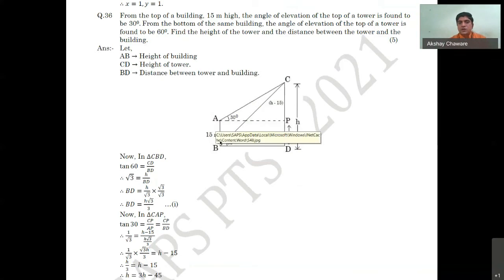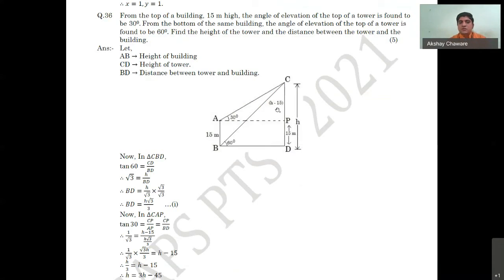So this is one building AB, this is another building CD. The height is 15 meters and PD is 15 meters. The height is CD, that is H, which we have considered here. 30 is the angle of elevation, 60 is also an angle of elevation from different positions of a building.